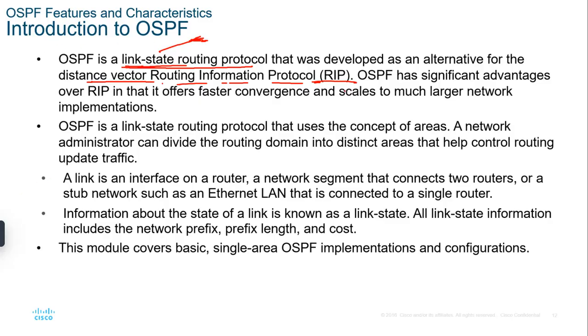OSPF has significant advantages over RIP in that it offers fast convergence and scales to much larger network implementations. So OSPF is a link state routing protocol that uses the concept of areas. A network administrator can divide the routing domain into distinct areas that help control routing update traffic.